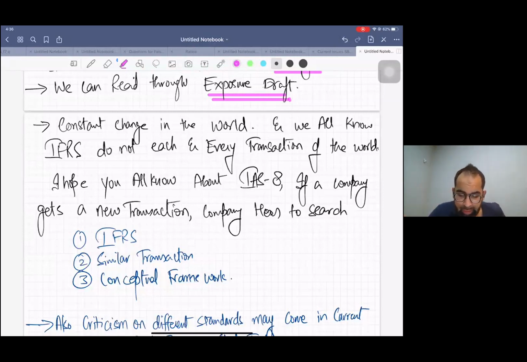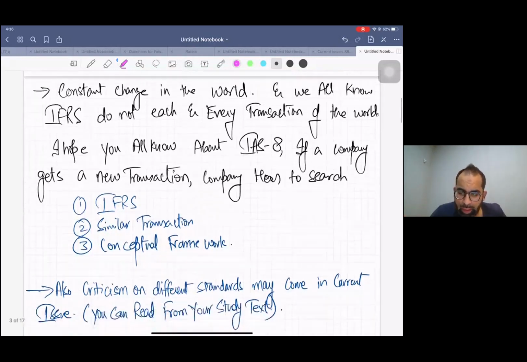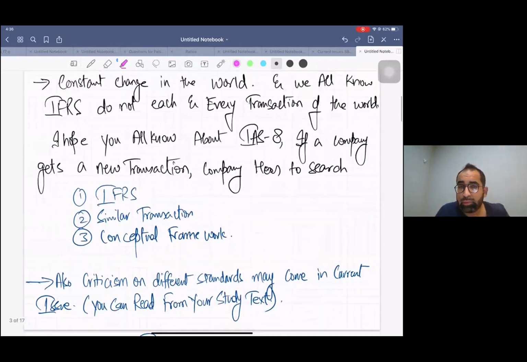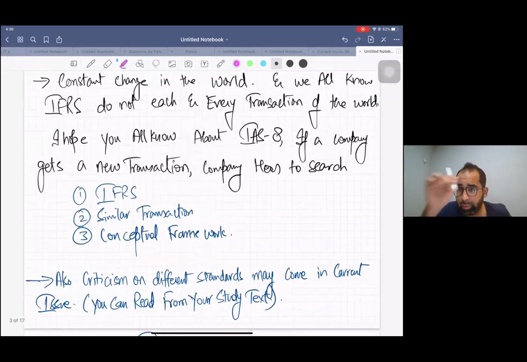Now, let me teach you something that will benefit you in the normal SBR paper as well. For example, you are an accountant and you find a new transaction, the first time in your company. This never happened before in your company. A very new transaction. So now how will you treat it?